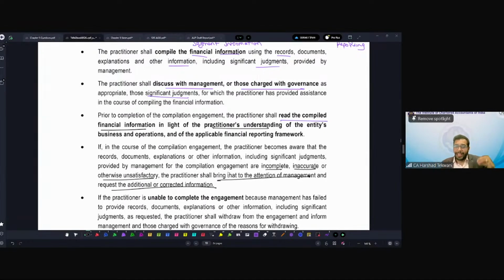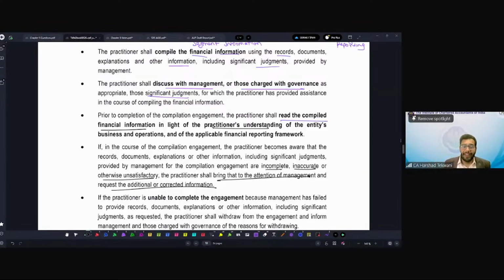So I'll ask management, please provide me the corrected information, additional information. You have given me wrong information. If I am unable to complete my engagement because management is not providing me the data to compile the segment information, I'm using the segment information as an example. So don't consider that this is only applicable to segment information. This is an example that I'm using to make you understand more easily.